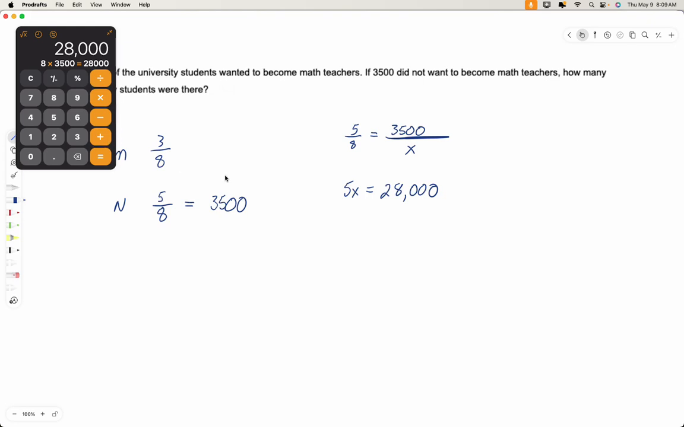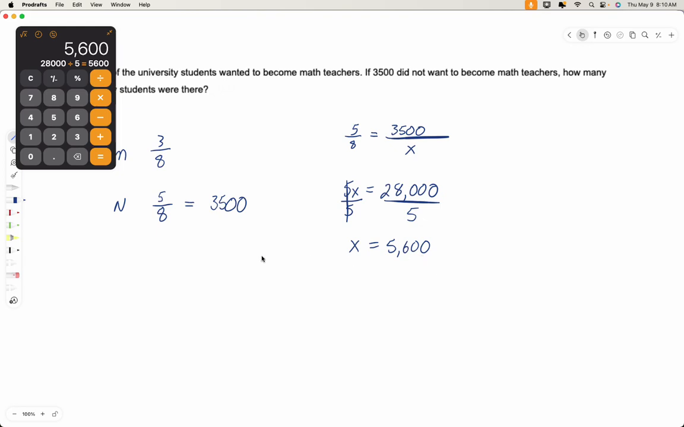So now we just divide both sides by 5, and that'll give us the value of x, which tells us the total. So I take this number and divide it by 5, and that's 5,600. That's how many total students there were.